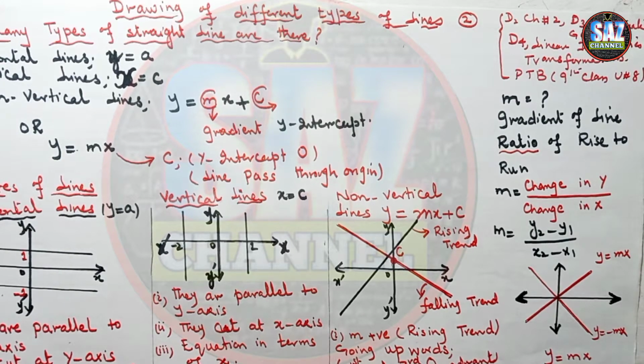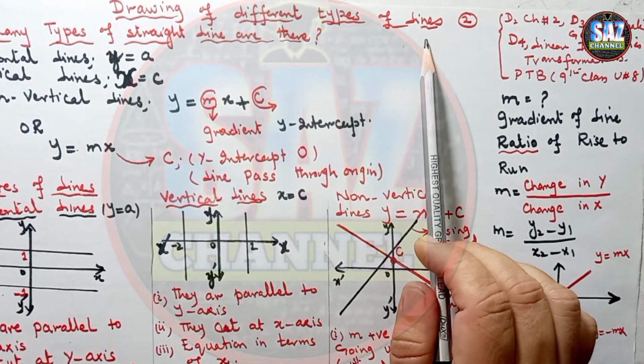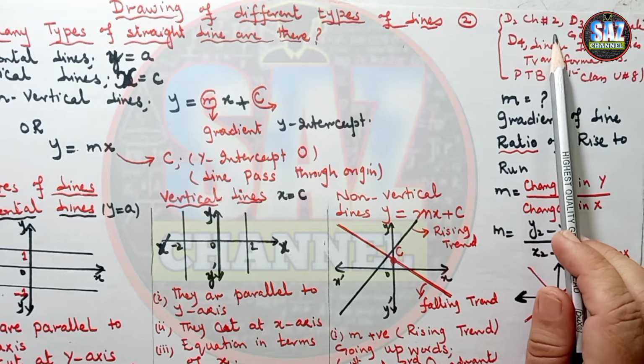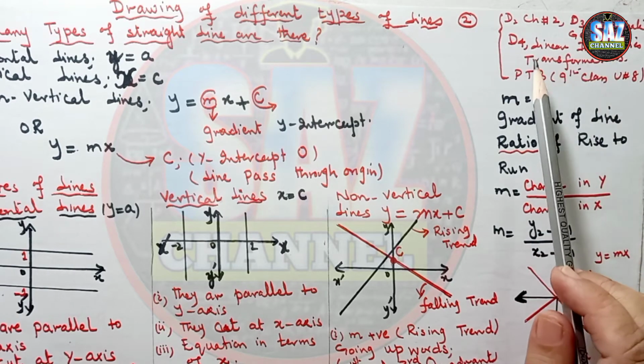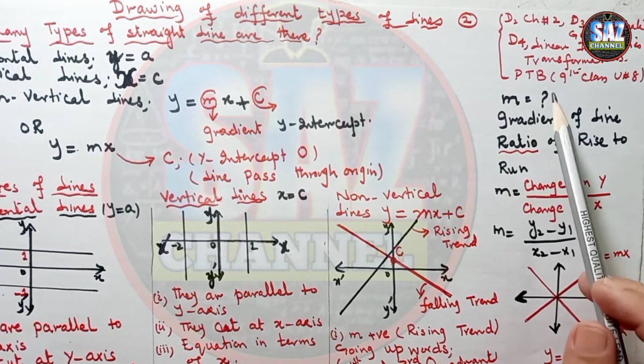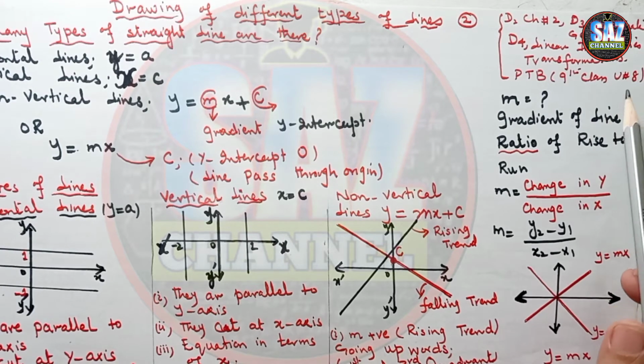This is my second lesson about the drawing of linear graphs. In this lesson, I will be discussing drawing of different types of lines. This lesson is equally important for D2, chapter number 2, D3 coordinate geometry, D4 linear inequalities, and the transformation and PTB class 9th, chapter number 8.